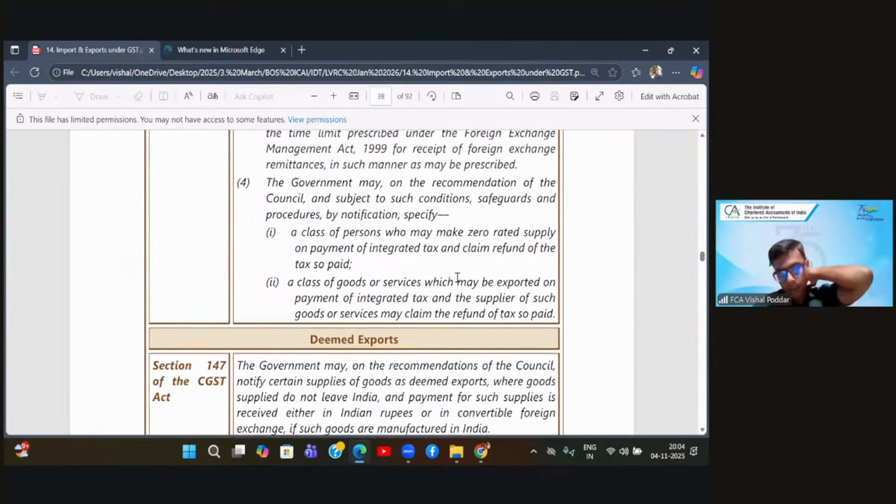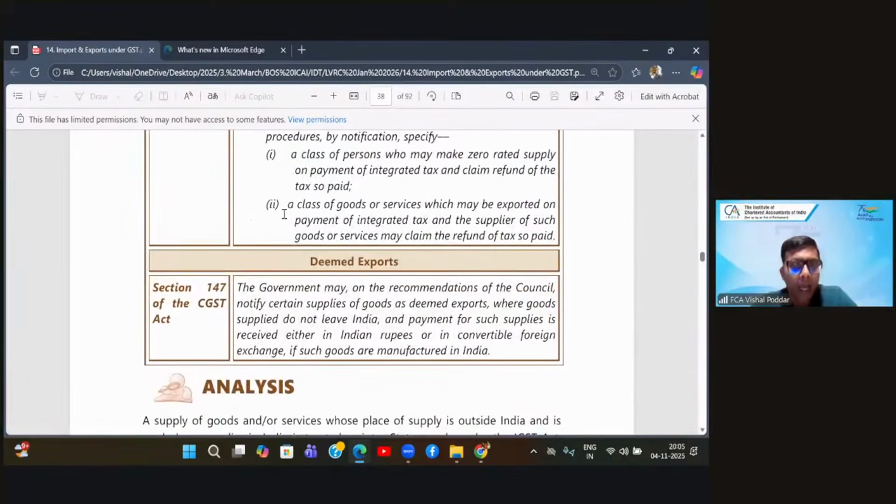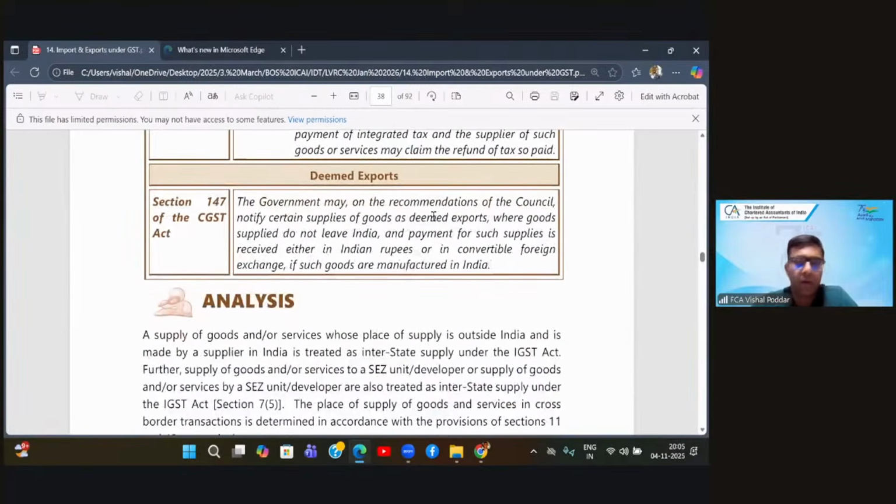So this is bringing a restriction as to where the refund can be allowed with payment option, that is where exports can be made with payment option. So it says that the government may, on recommendation and subject to conditions, safeguards, procedures, which they will specify, first, person, that is class of person, meaning the taxpayer who can make zero rated supply with payment of IGST, and even class of goods which can be exported under the with payment option.